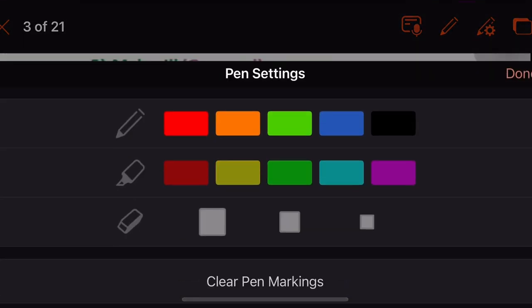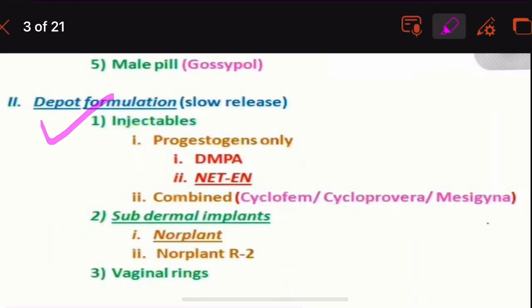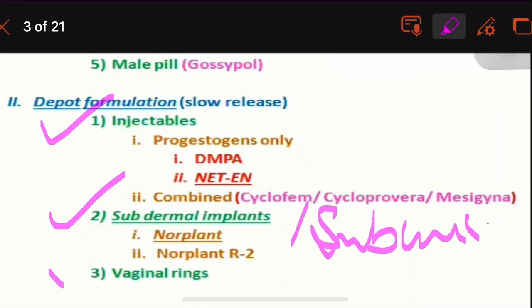Under depot formulation, we have 3 headings to remember. They are injectables, subdermal implants or subcutaneous implants, and vaginal rings. Starting with the injectables. Under injectables, we have progestogen only or combined. Under progestogen only, DMPA and NET-EN. Combined, we have Cyclofem, Cycloprovera, Mesigyna. And subdermal implants contain Norplant and Norplant R2. The third subheading is vaginal rings.